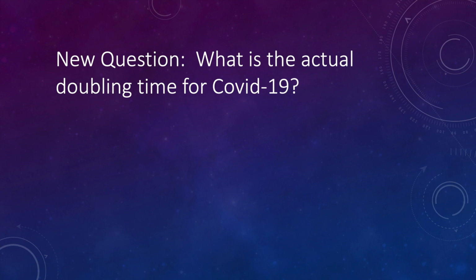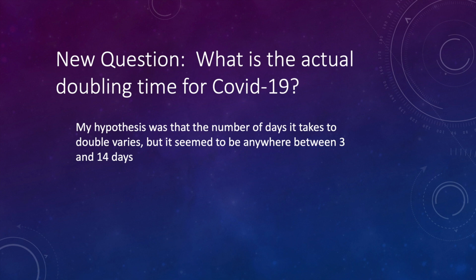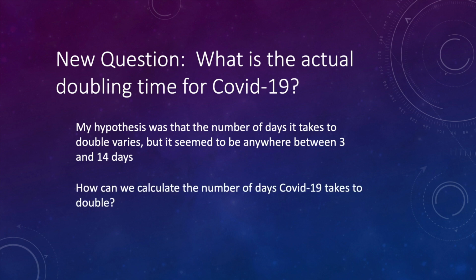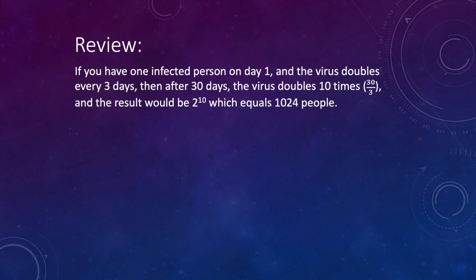So the new question is, what is the actual doubling time for COVID-19? My hypothesis was that the number of days it takes to double varies, but it seemed to be anywhere between 3 and 14 days. So how can we calculate the number of days that COVID-19 takes to double?